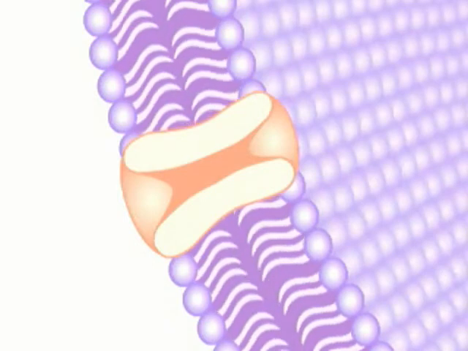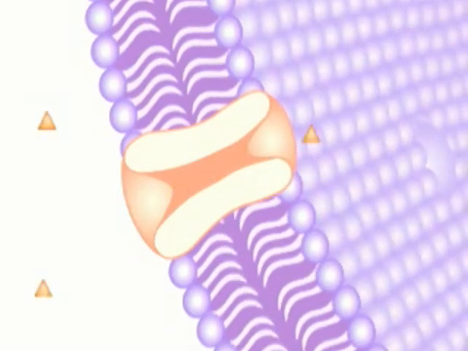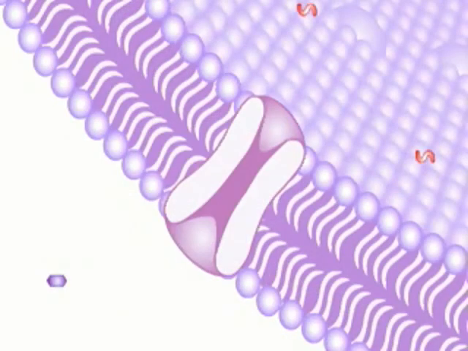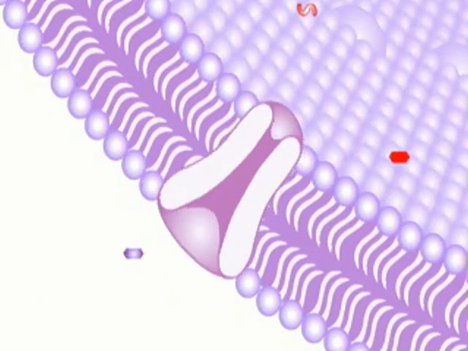Proteins that help make up the cell membrane perform several important tasks, including transporting molecules into and out of the cell. Some proteins act as small pumps, actively transporting molecules from one side of the membrane to the other.